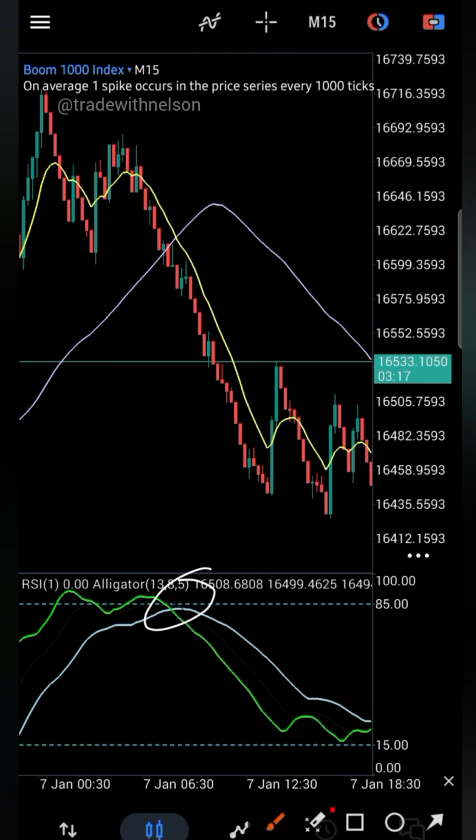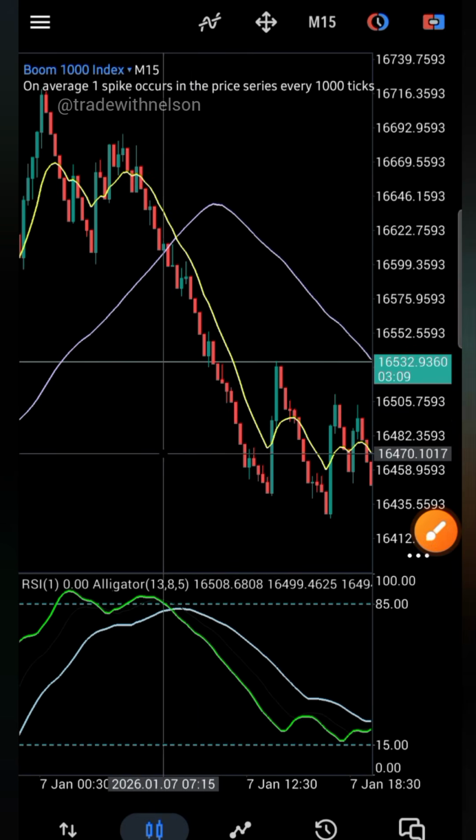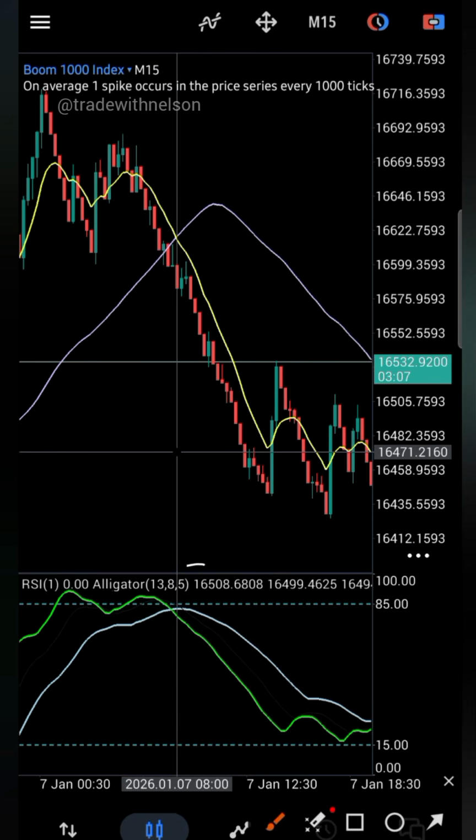So over here you have a cross of this white and the green line, and also you want to look for a cross of this yellow line below this white line on the 15 minutes time frame. So you can see we have the cross around this point.